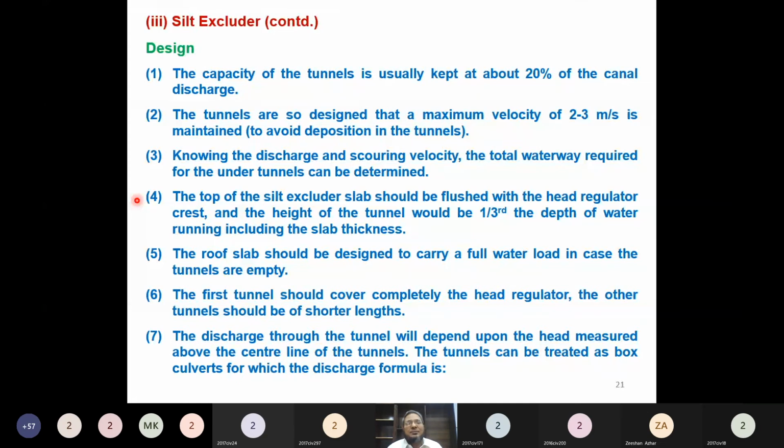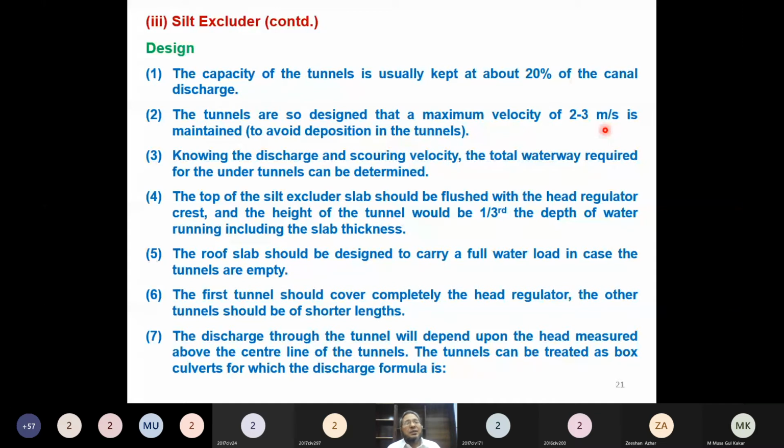Take 20% of the design discharge of the canal. And then you have to assume the velocity of flow through the silt excluder, which is 2 to 3 meters per second. Take any value, maybe 2.5 meters per second. Now you know the velocity, you know the discharge. So what can you compute? You can compute the area of flow. Now you know the depth of the flow because you have to keep 1/3 height of the tunnels, including slab. So now you have the depth of the flow. So what can you compute if you know the area of flow? Simply divide the area by the depth of flow, and you will get the width of the waterway.